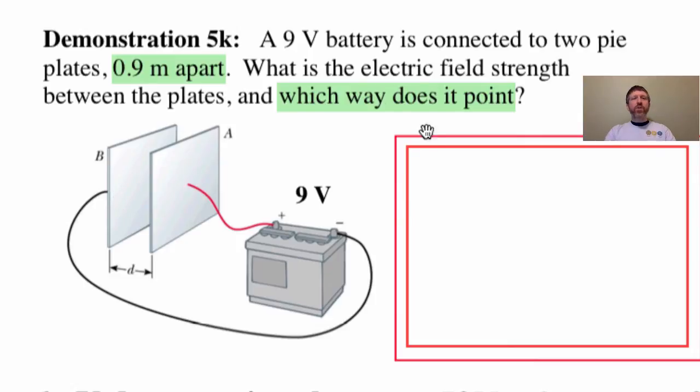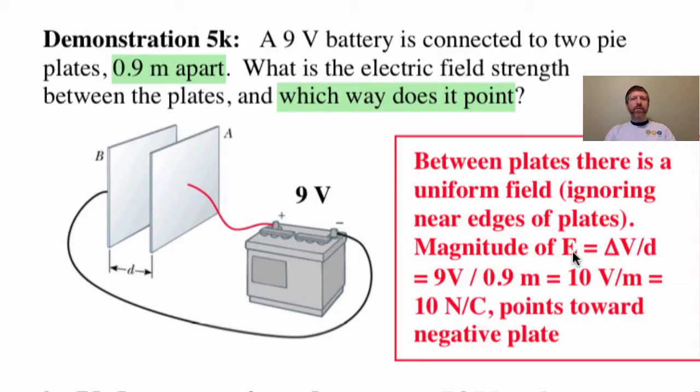What is the magnitude? Well, if we assume it's a uniform field in here, we just use delta V is negative Ed. The field itself would be negative delta V over D, but the delta V is negative itself. So the magnitude of the field is the change in potential from this plate to that plate, which is 9 volts, and you divide that by the distance between them, 0.9 meters. That is 10 volts per meter.